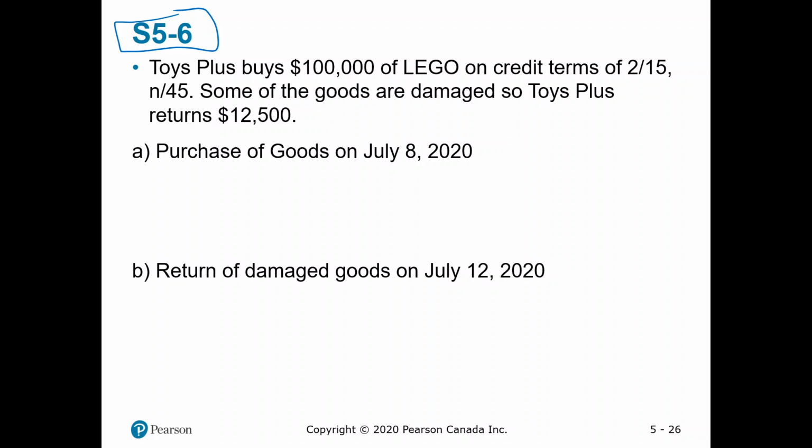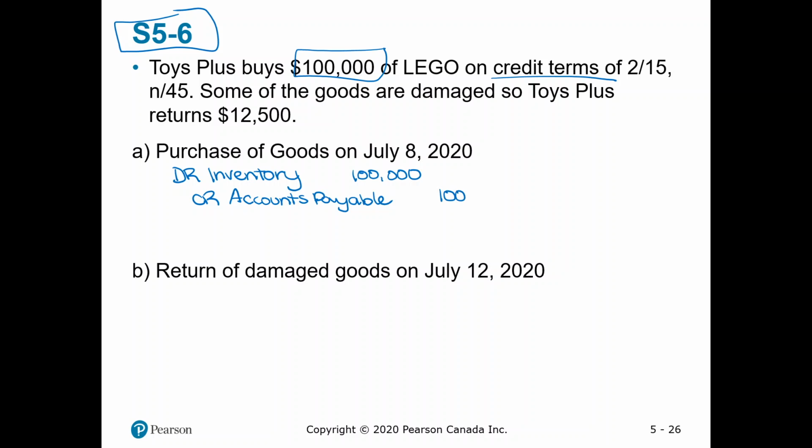The first one that we need to do is record the purchase of goods on July 8th. So they purchased these goods for $100,000. So we record the purchase at the full amount. So we're getting inventory, so we will debit inventory for $100,000, and it's on account, or it gives us these credit terms. So if you're given credit terms, it means that you purchased on account. So we will credit accounts payable also for the full $100,000. Okay, so that's recording the purchase.